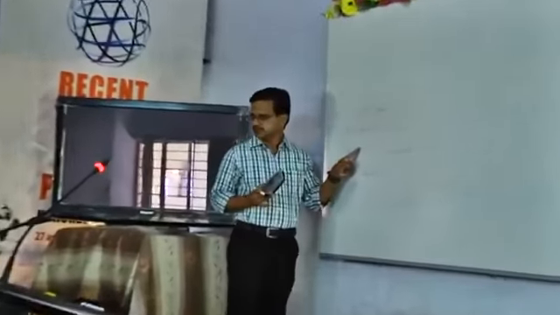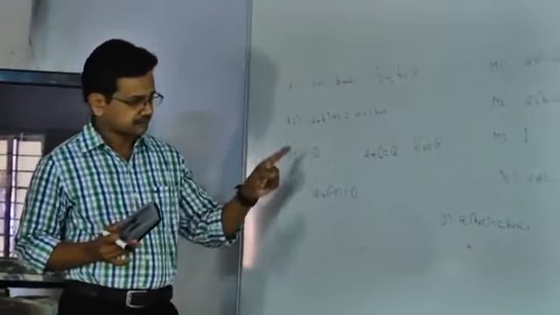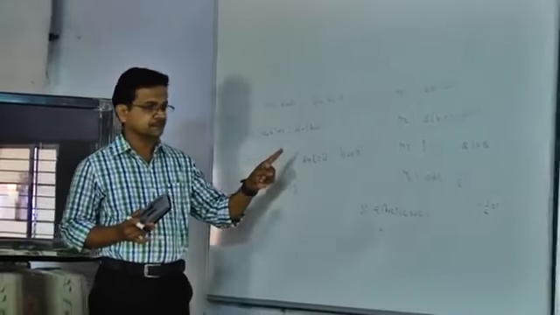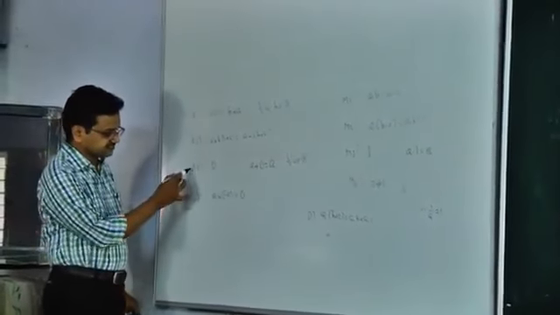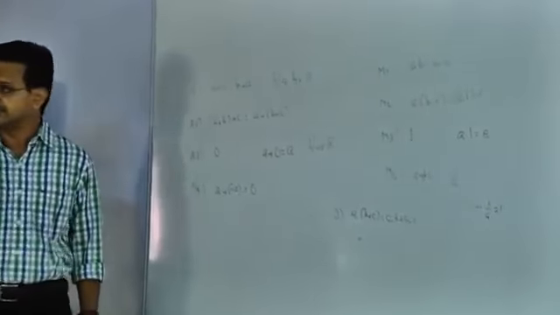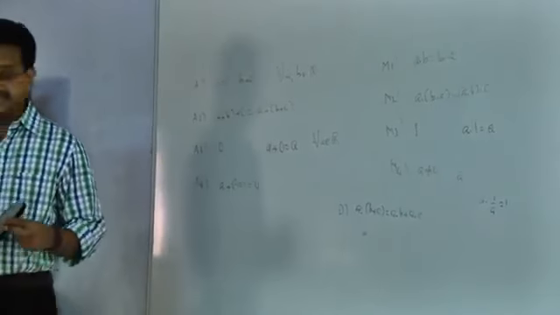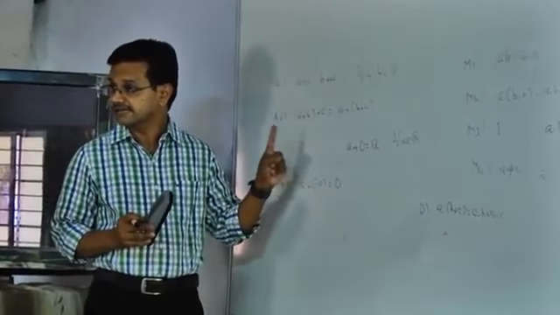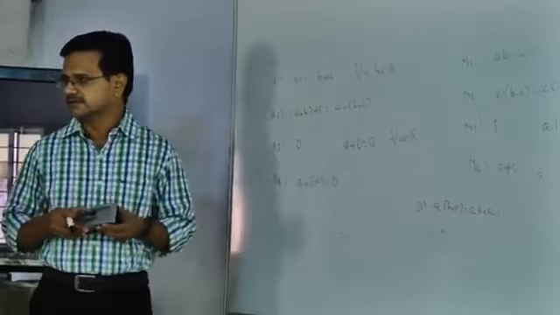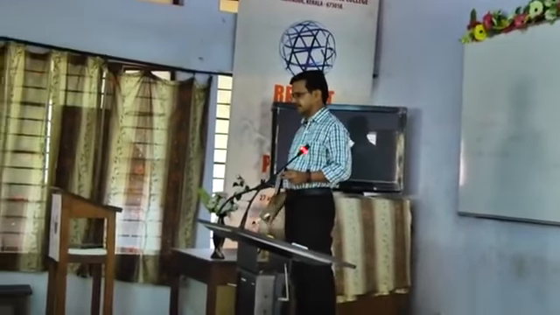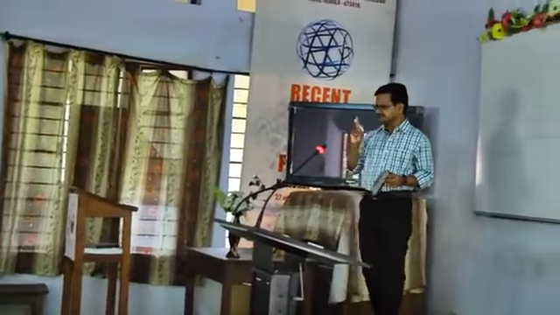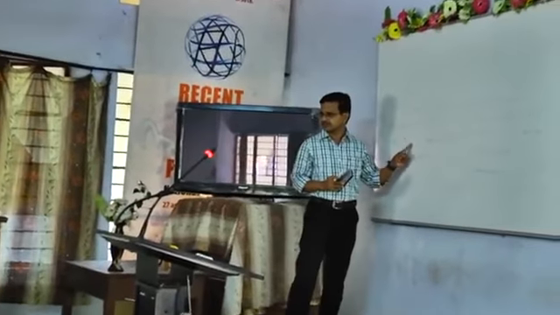Next, consider this property. For every A, the element 0 is there. What is A plus 0? It is equal to A. First, we show that this 0 element is unique. If we prove that this 0 element is unique, we can call it the 0 element. In the real number system, there exists only one 0 element.